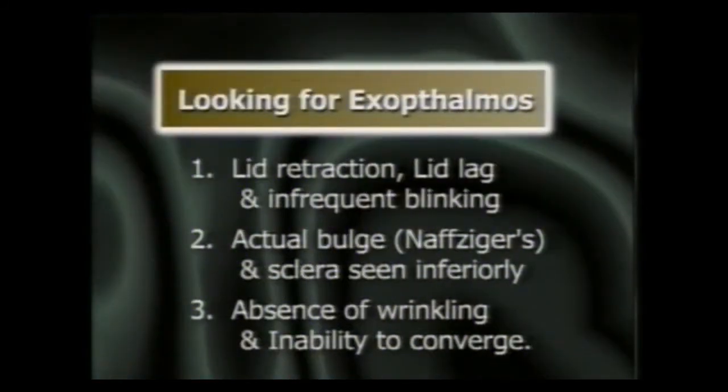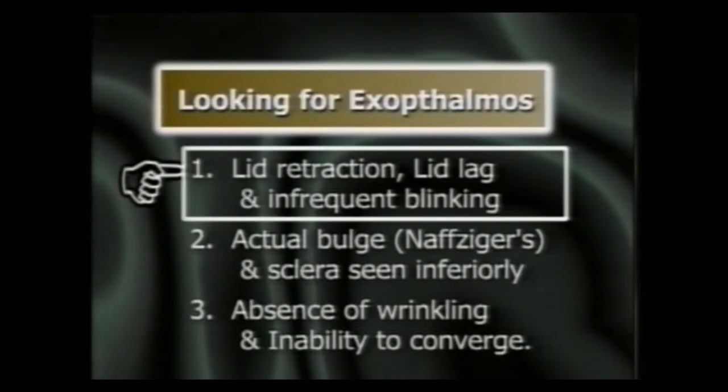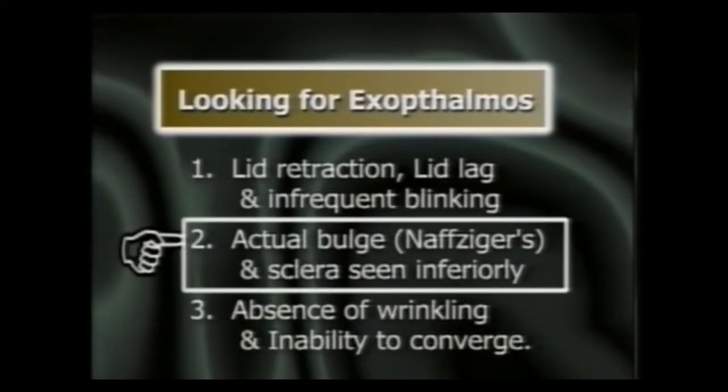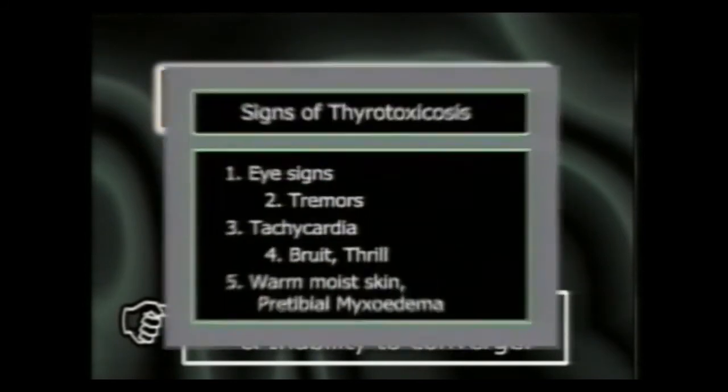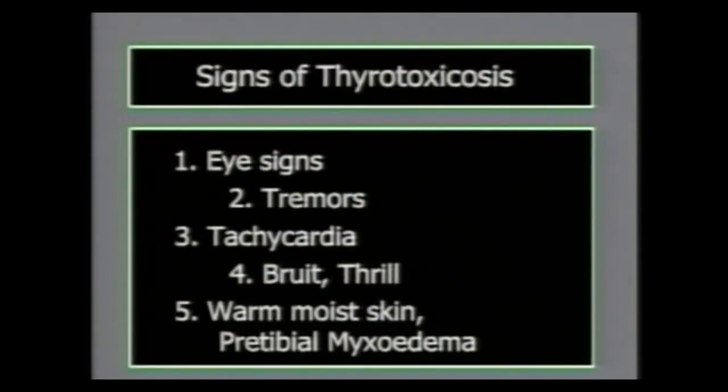To revise, look for lid retraction, lid lag, and infrequent blinking. Look for actual exophthalmos by Naffziger's method and visibility of sclera beneath the inferior limbus. Then look for wrinkling of forehead, that is Geoffroy sign, and test convergence, that is Mobius sign. We are examining for the signs of thyrotoxicosis, and we have now studied the eye signs in thyrotoxicosis.